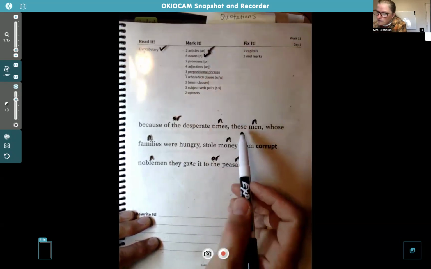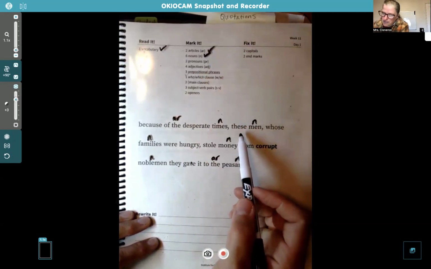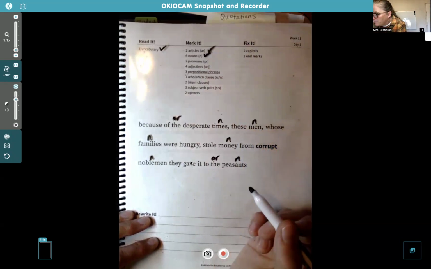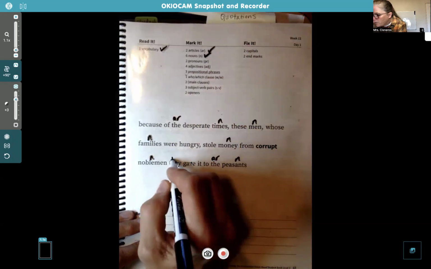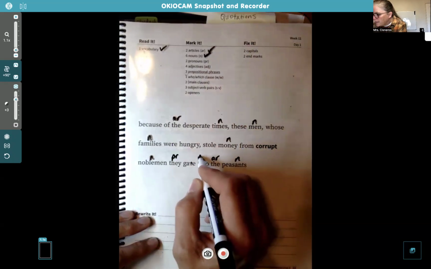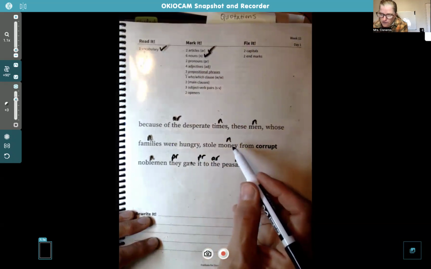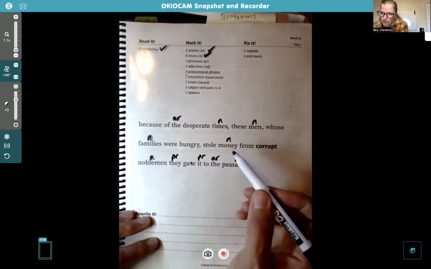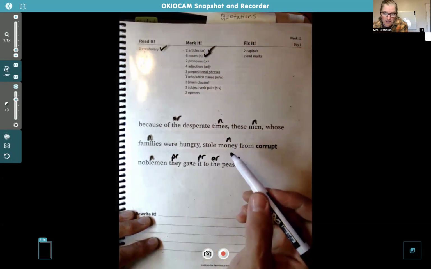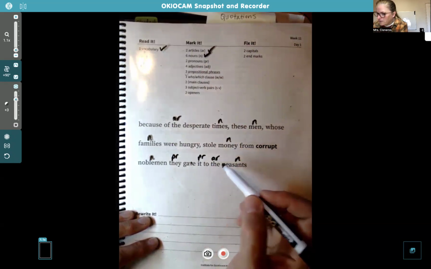Pronouns, not these. I'm going to tell you that right now because these is telling which men it is. That's actually an adjective. So they is a pronoun and it is a pronoun. It is in place of money. Obviously, money is not a boy or a girl. So it's a thing. We're going to call it in the next sentence there.